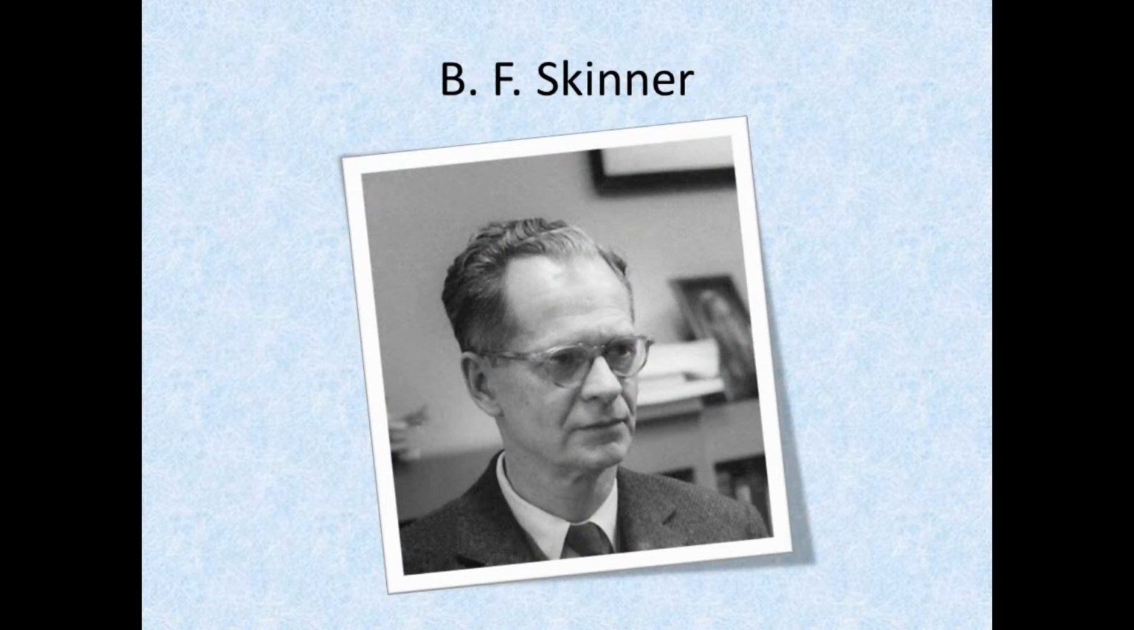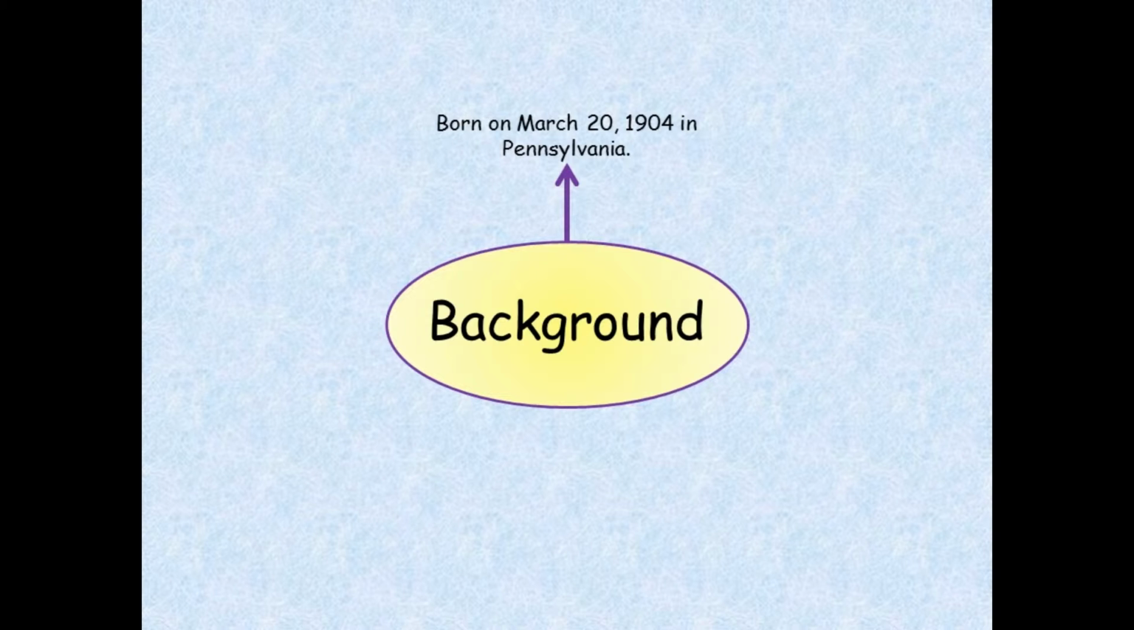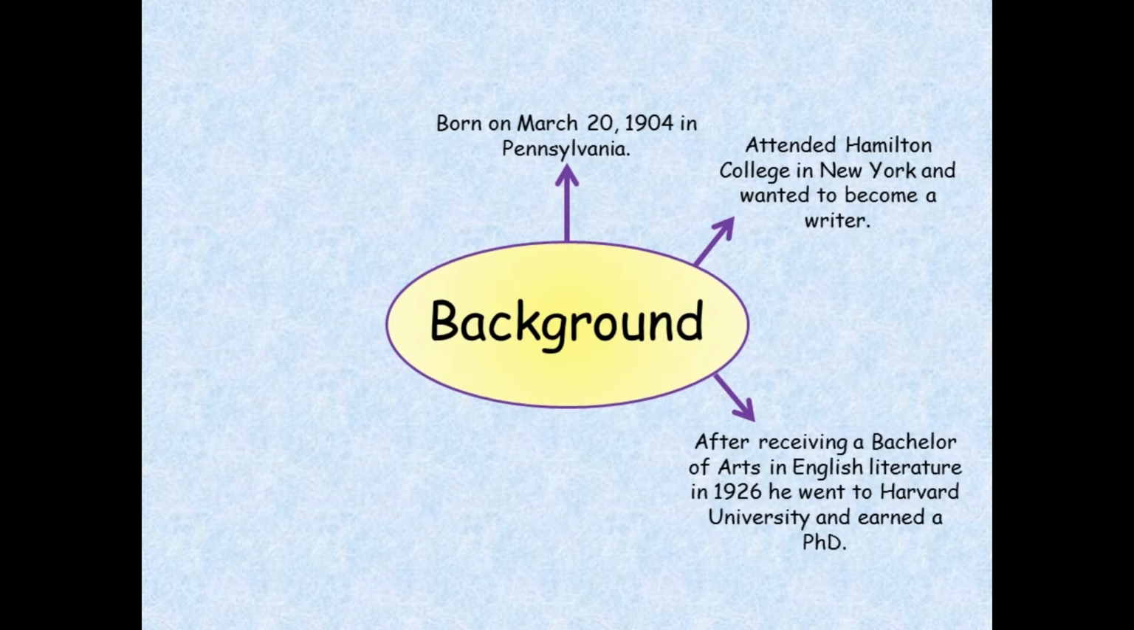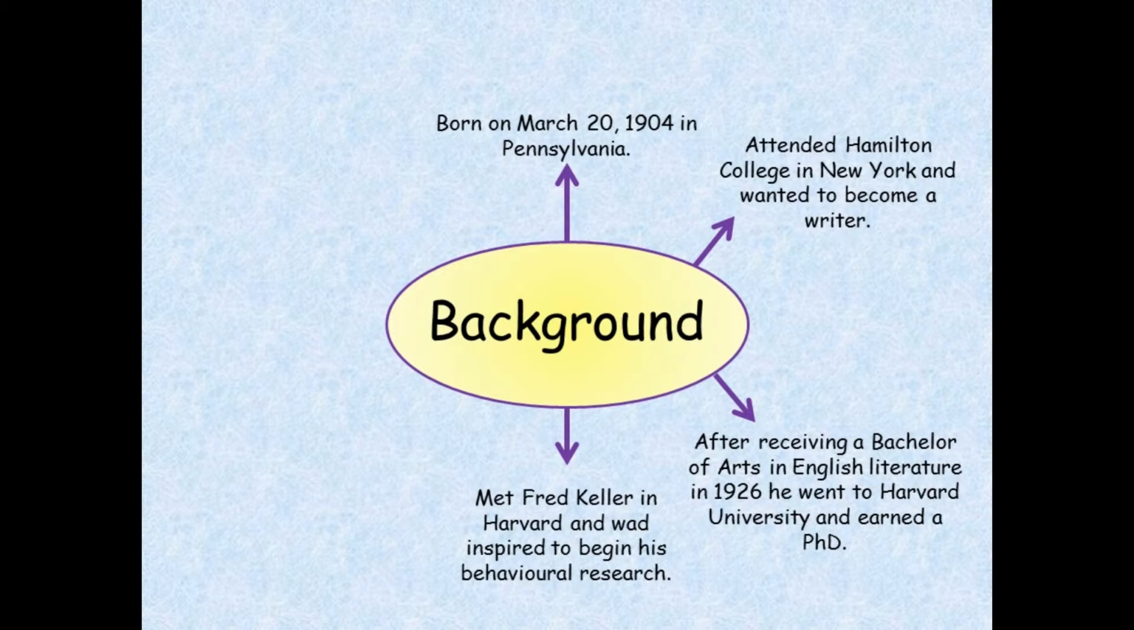Next we move on to B.F. Skinner. Boris Frederick Skinner was born on March 20th, 1904 in Pennsylvania. He attended Hamilton College in New York and wanted to become a writer. After receiving his Bachelor of Arts in English Literature in 1926, he went to Harvard University where he earned a PhD. Here he met Fred Keller, who inspired him to begin his behavioural research.